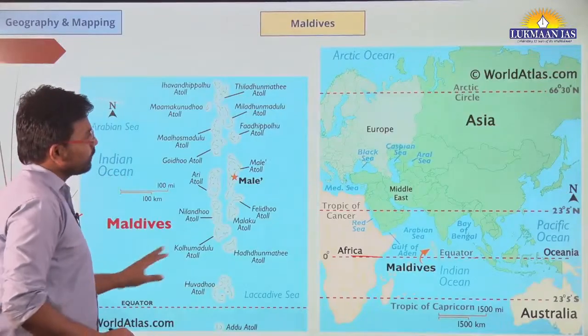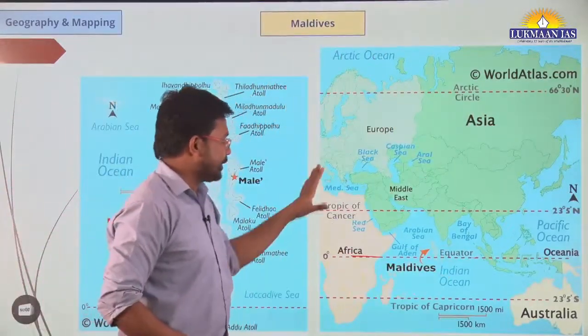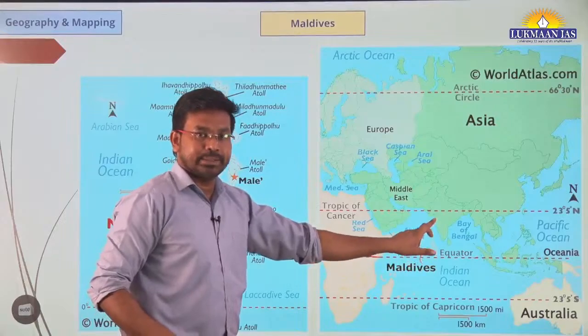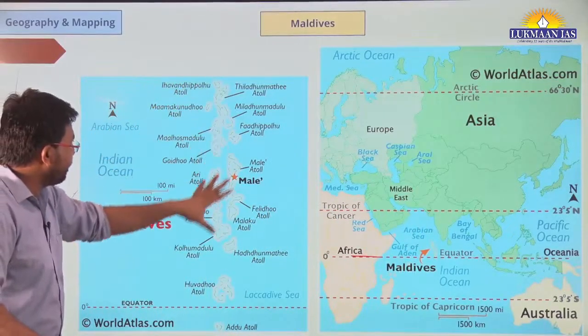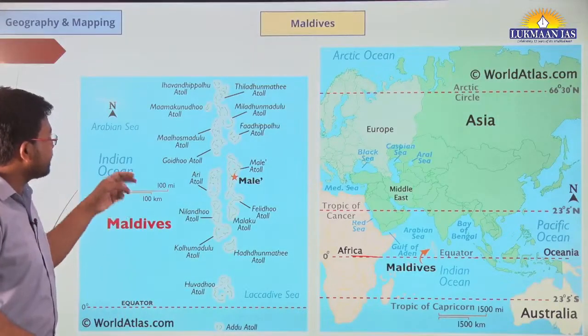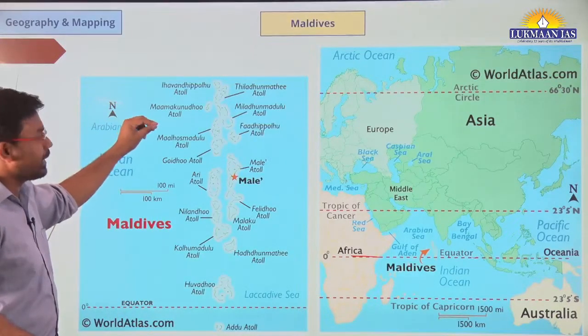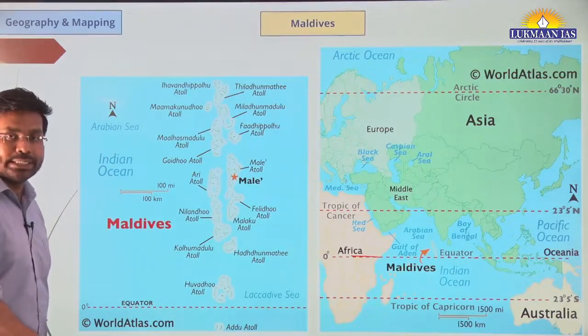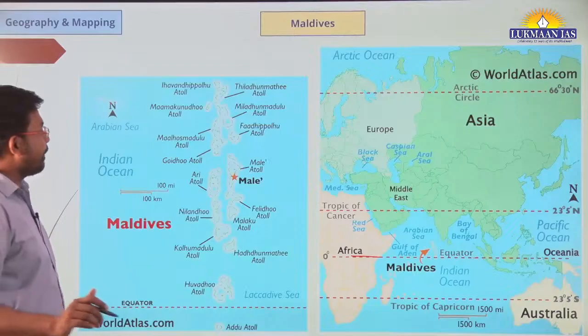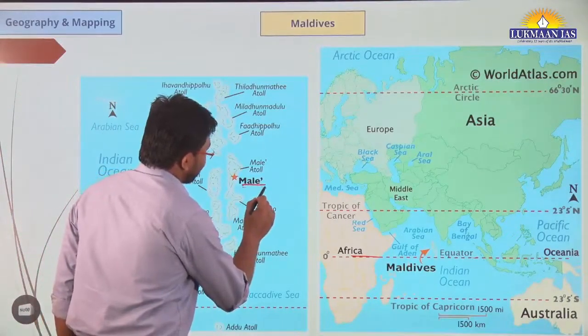And this is the map of Asia, and here we have seen Maldives. However, if we see the map of Maldives, in Maldives there are small and little bigger islands as well. So there are many islands like this. And what is the capital of Maldives? The capital of Maldives is Male.